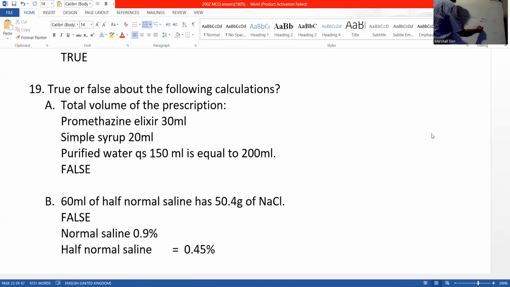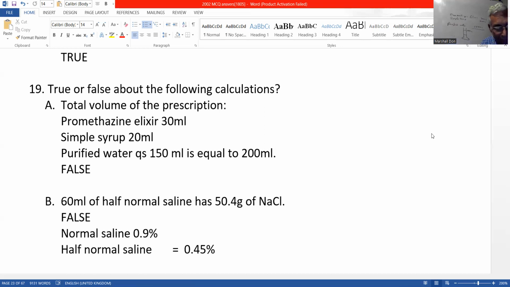That means take these two portions first, which make 50 ml, and add the purified water up to 150 ml. So it is not 200 ml. Quantity sufficient up to 150 ml. So the answer is false.